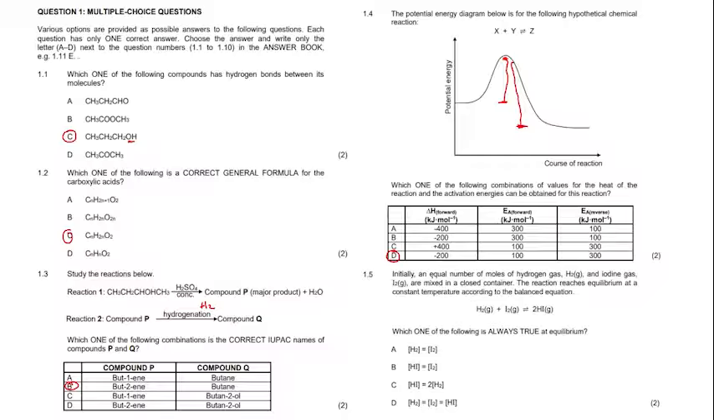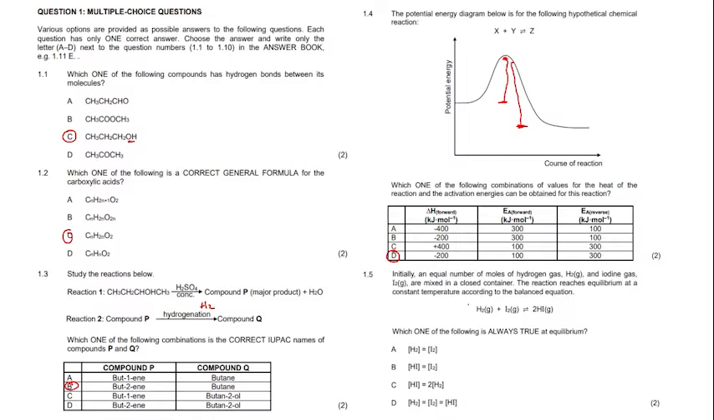Question 1.5. Initially, an equal number of moles of hydrogen gas and iodine gas are mixed in a closed container. The reaction reaches equilibrium at constant temperature according to the balanced equation. Which one of the following is always true at equilibrium?